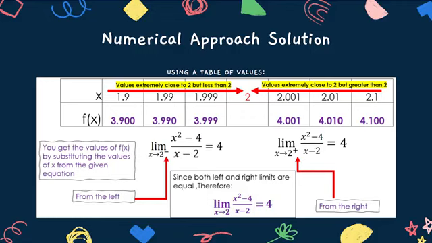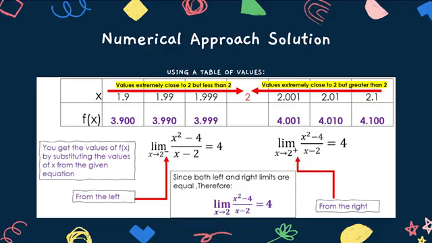Then you do the same for values extremely close to 2 but greater than 2, the values coming from the right of 2 on a number line. You have 2.001 squared minus 4 all over 2.001 minus 2. It results to 4.001, and so on and so forth.